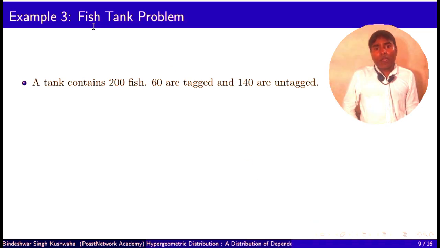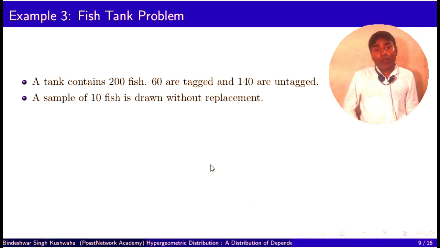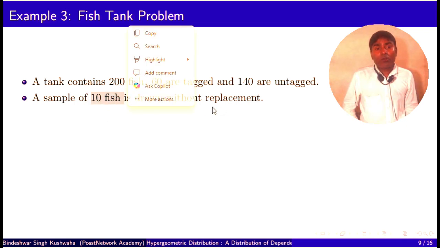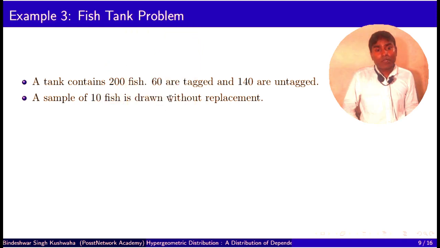Now let us see another one, the fish tank problem. A tank contains 200 fish, 60 are tagged and 140 are untagged. This is the problem we will solve. A sample of 10 fish, that means small n, is drawn without replacement. Without replacement means we will use the hypergeometric distribution. If it is with replacement, we can use the binomial distribution.